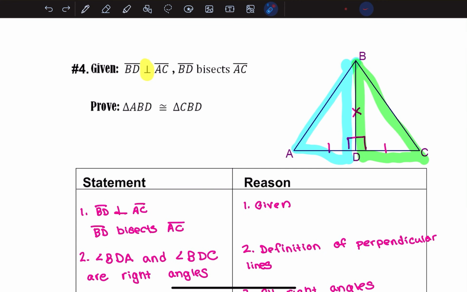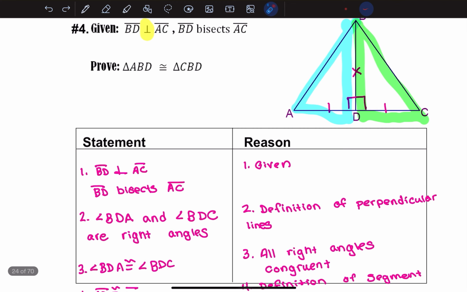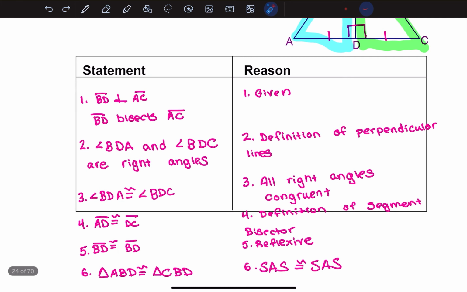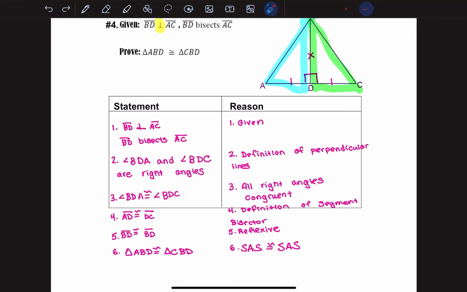How do we write this out? Start with your given information. State that perpendicular lines form right angles. Those angles then must be congruent because all right angles are congruent. Use the bisector definition to state that AD is going to be congruent to DC. Reflexive to get BD is congruent to BD. And then we know that the triangles are congruent based off of side, angle, side.